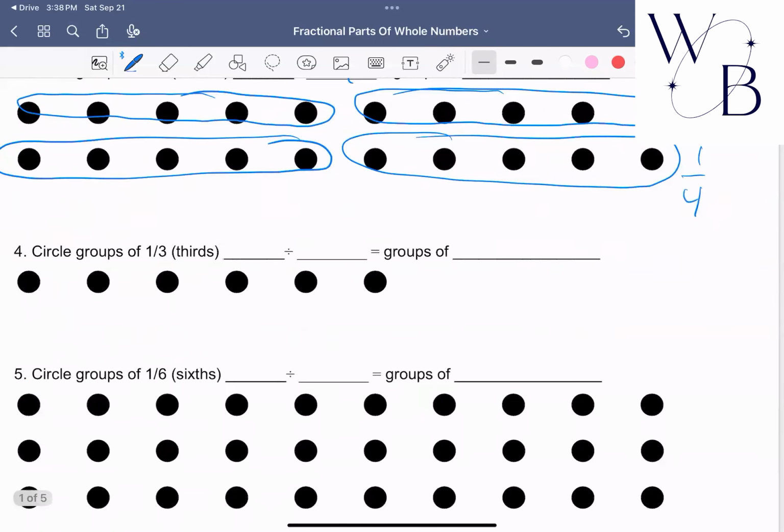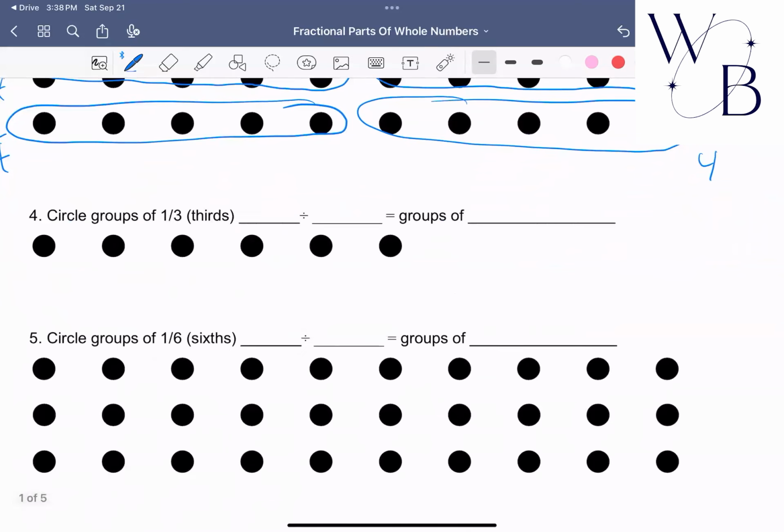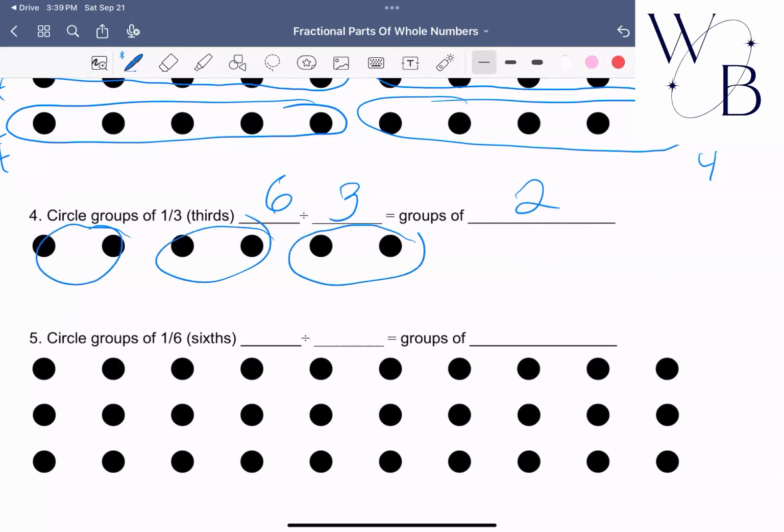Number 4. Circle groups of thirds. Let's see. So we have 1, 2, 3, 4, 5, 6. We have 6. And we're making thirds, so we're going to divide by 3. 6 divided by 3 is 2, so I'm going to make groups of 2. So that means 1/3 of 6 is 2.